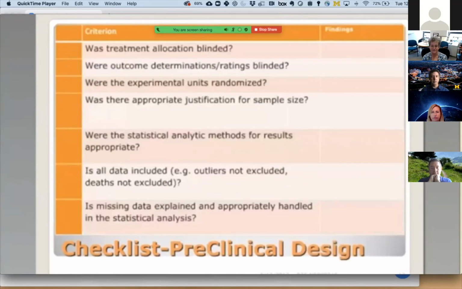And this checklist here: blinding of treatment allocations, blinding of the raters of the outcome determination. This is good science, whether for interventional clinical trials in humans, retrospective research, or cohort studies. Appropriate justifications for sample size are often missing from animal and translational studies, and sometimes the statistical analytic methods are appropriate, sometimes they're not. Getting a sense as to where all the data is going, not excluding deaths, but reporting on those, and properly using missing data.